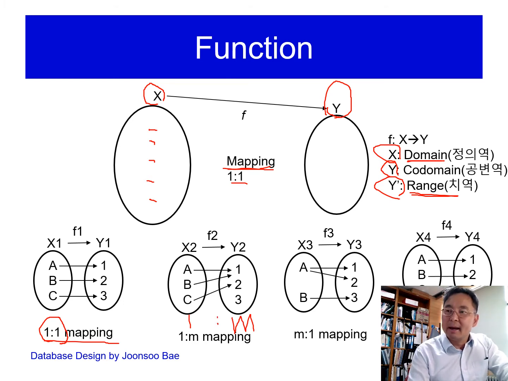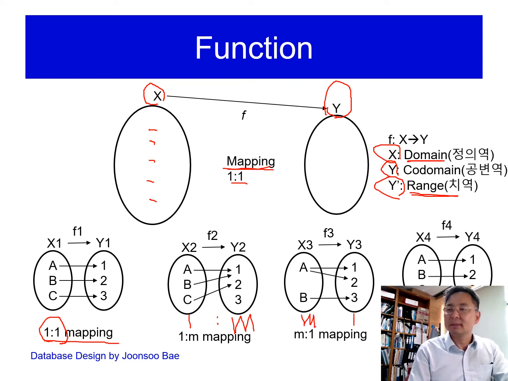The third type is the reverse of one-to-many: many-to-one mapping means that a domain set element has two mappings. Here A has two mappings to the 1 and 2 elements in Y3. In that case, it is called many-to-one mapping.